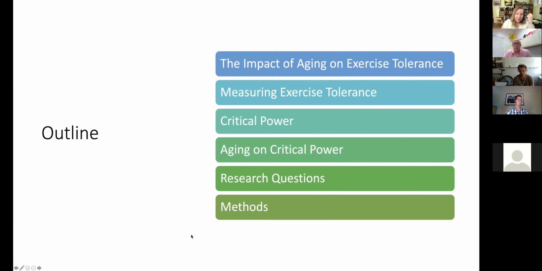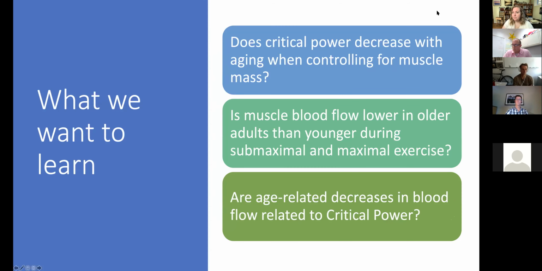Okay, so let's talk about my research questions. What do we want to learn? So my first question is, does critical power decrease with aging when controlling for muscle mass? And my second question is, is muscle blood flow lower in older adults than younger adults during submaximal and maximal exercise? And are age-related decreases in blood flow related to critical power?